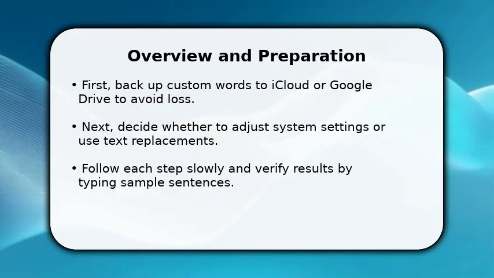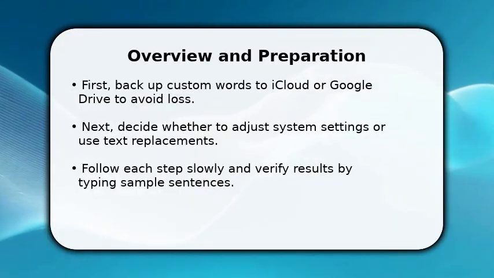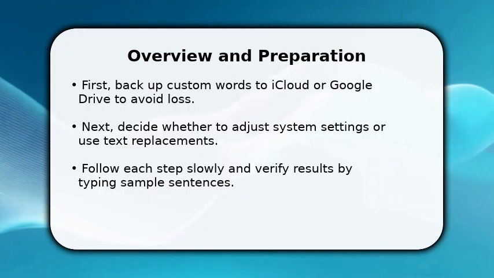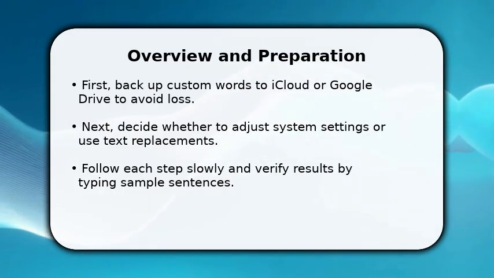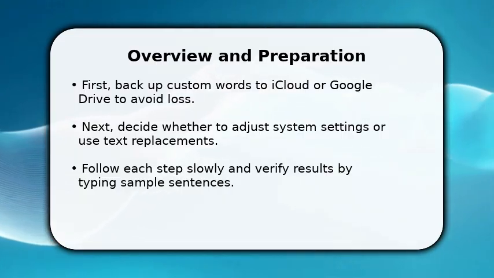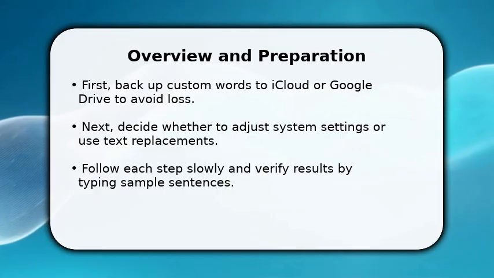I will show the only reliable way to change autocorrect across your keyboard. First, back up any custom words to iCloud or Google Drive to avoid loss. Next, decide whether you will adjust system settings or use text replacements and personal dictionary entries. This method uses official settings and shortcut entries so changes persist across updates.